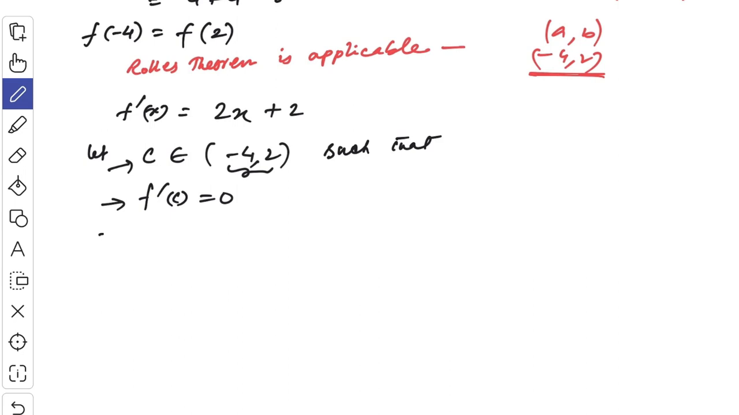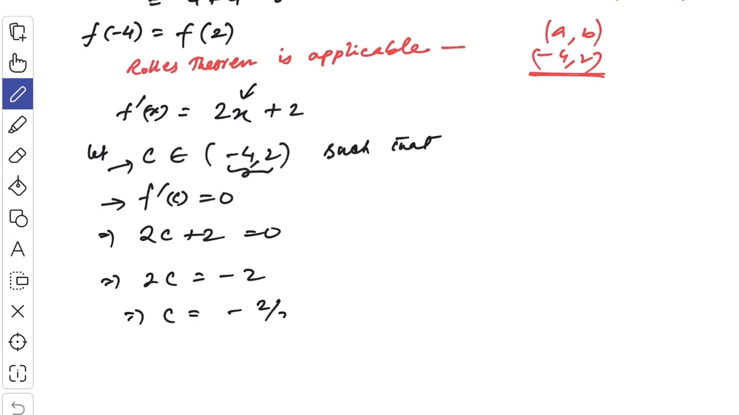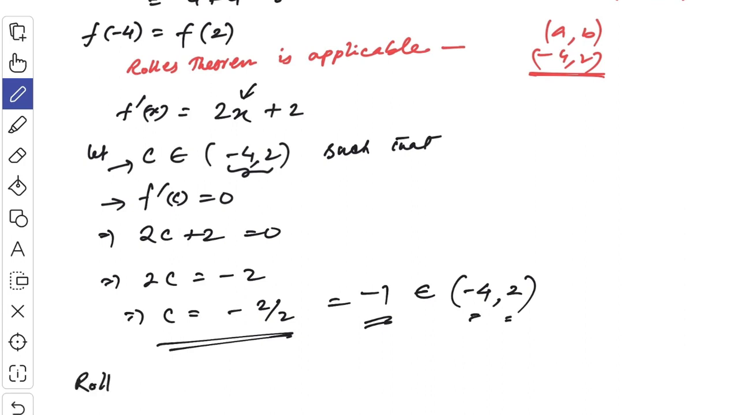So f dash c, if you put c here, then what you will get is 2c plus 2 equal to 0. Then c is minus 2 by 2, that's going to be minus 1. Now you see this belongs to minus 4 to 2. Yes, this is minus 1, so it is greater than minus 4 and less than 2. So that's why Rolle's theorem is verified. So hope you have understood.